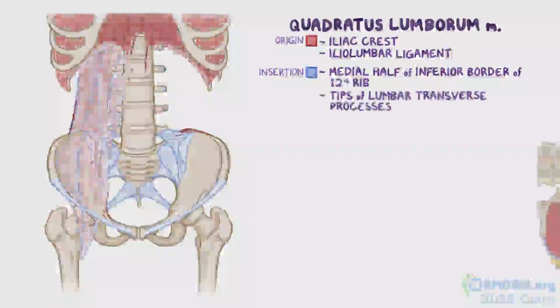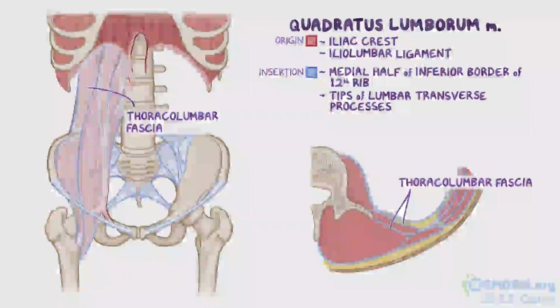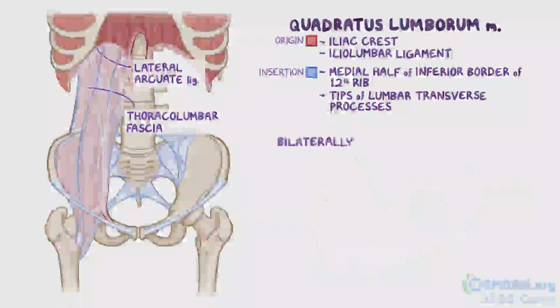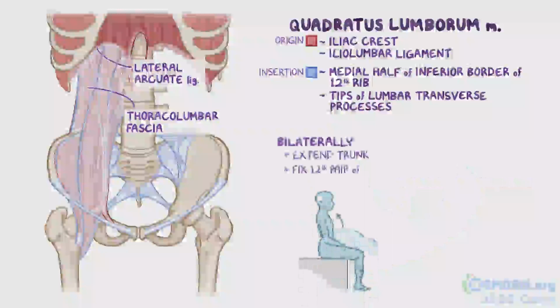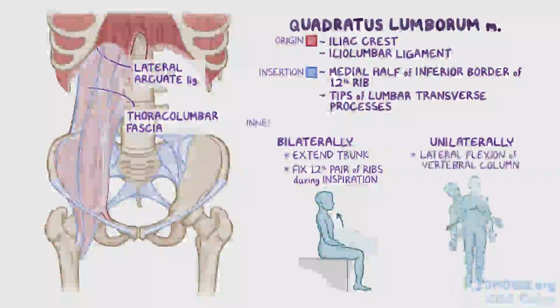The quadratus lumborum muscle is enclosed within 2 layers of the thoracolumbar fascia. The anterior layer of the thoracolumbar fascia, also called the quadratus lumborum fascia, thickens in the superior aspect to form the lateral arcuate ligament. Bilaterally, the quadratus lumborum muscles extend the trunk and also fix the 12th pair of ribs during inspiration. Unilaterally, it causes lateral flexion of the vertebral column. Its innervation comes from the subcostal nerve and anterior rami of the L1 to L4 nerves.